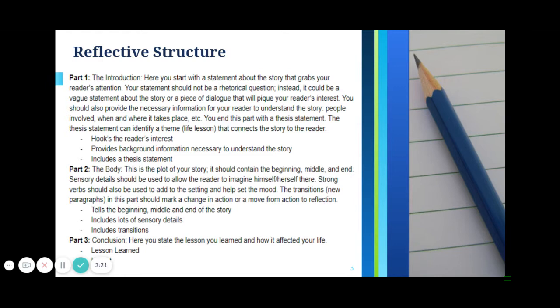In part 3, you go back to that thesis statement and the lesson that you learned, and you let your reader know how that lesson has truly impacted your life.